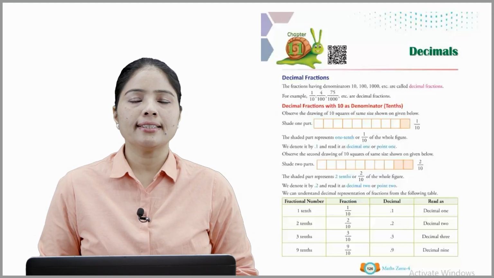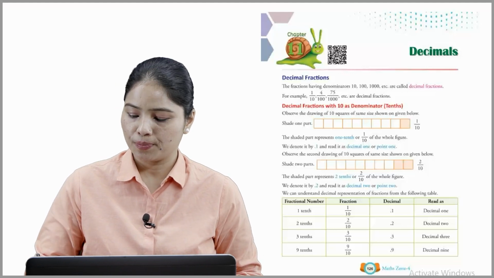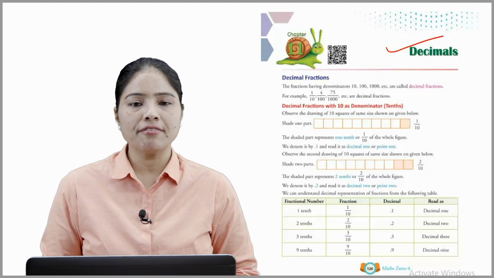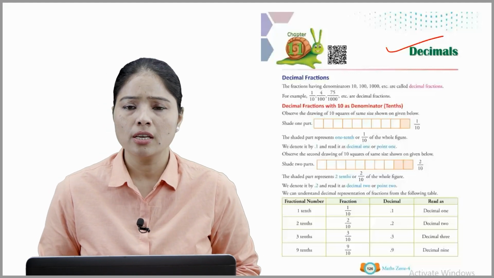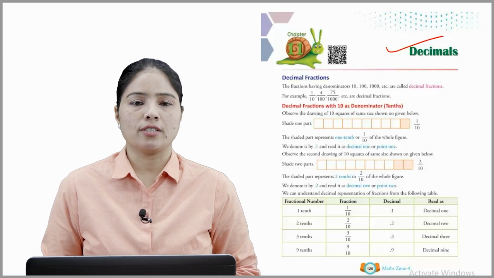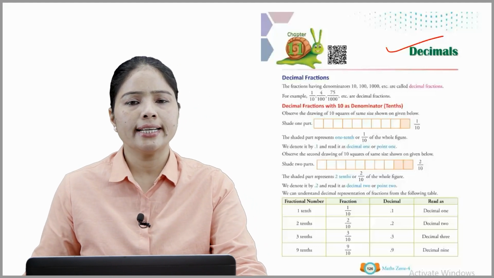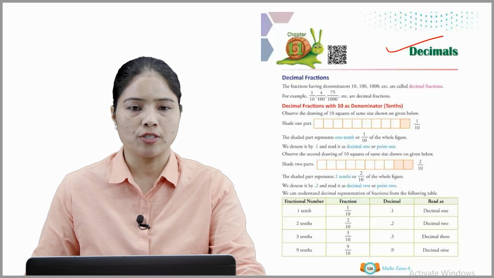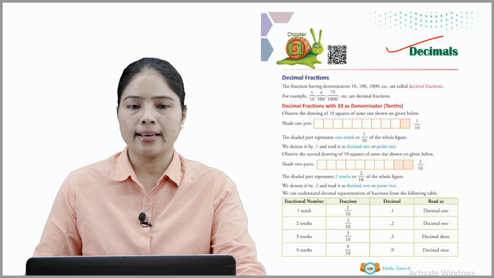So children, today in this class we are going to learn about decimals. So let's start with that. Decimal fractions. The fractions having denominators 10, 100, 1000 etc. are called decimal fractions. For example, 1 by 10, 4 by 100, 75 by 1000 etc. are decimal fractions. Decimal fractions with 10 as denominator.